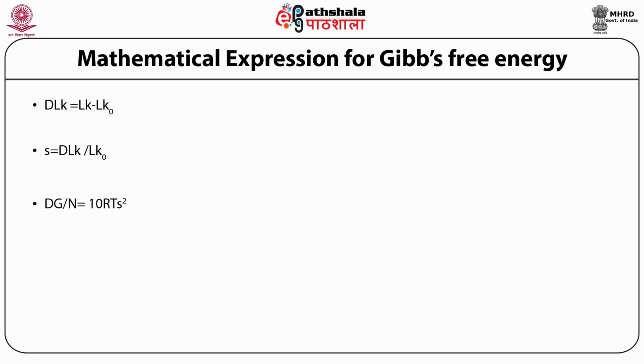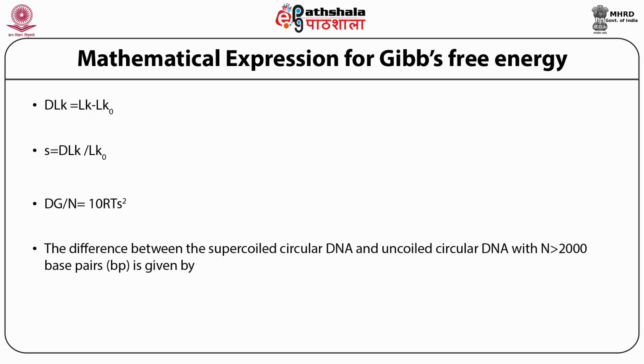Then delta G upon N is taken equal to 10 RT into sigma squared. The difference between the supercoiled circular DNA and non-coiled circular DNA with N greater than 2000 base pairs is given by delta G by N, which is 700 kcal per base pairs multiplied by delta Lk upon N, which is generally around 16 cal per base pair.